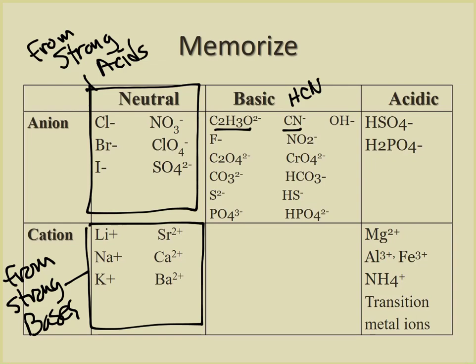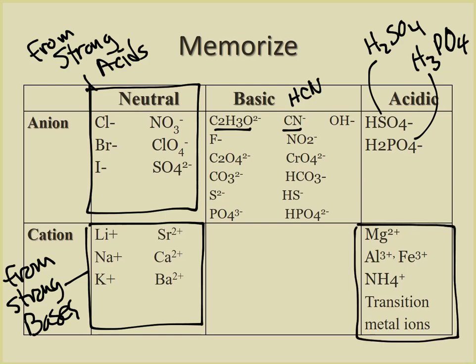Our acidic anions come from polyprotic acids, so acids that have more than one proton that they can donate. This one comes from H2SO4, which is also a strong acid, and this one comes from H3PO4, which is a weak acid. Our acidic cations are metal ions that are pretty positively charged. So if we look here, we have a +2 and we have a +3 here. And then we also have the ammonium ion, which comes from ammonia. Ammonia is a weak base, and so NH4+, the conjugate acid, is stronger.